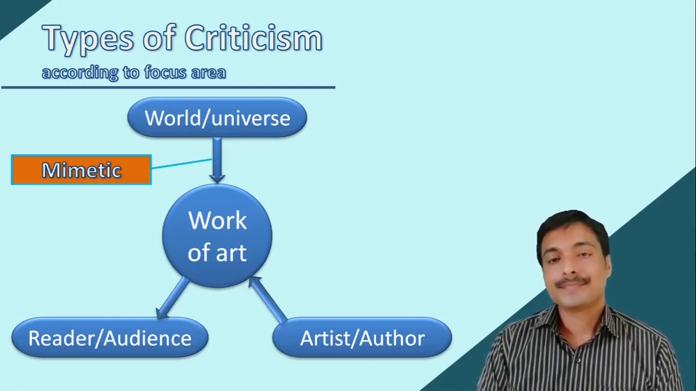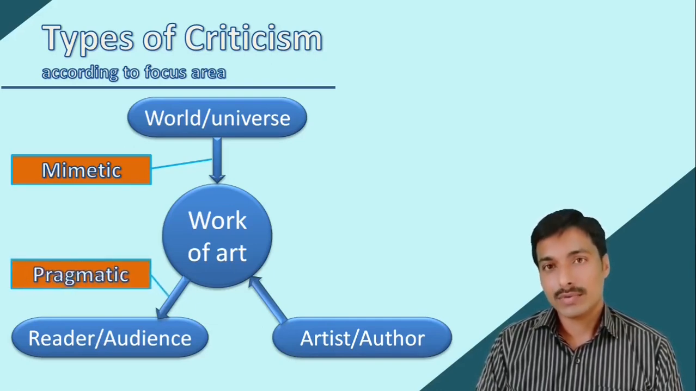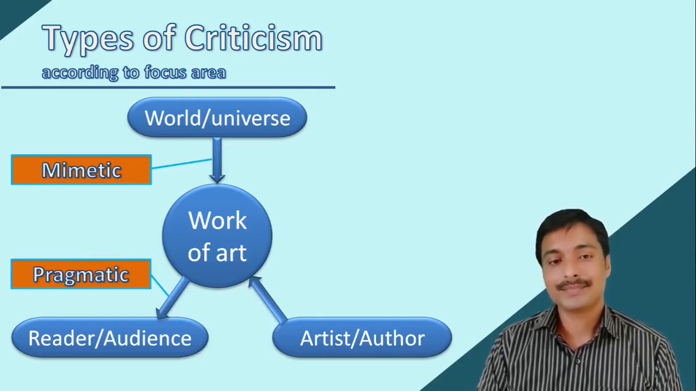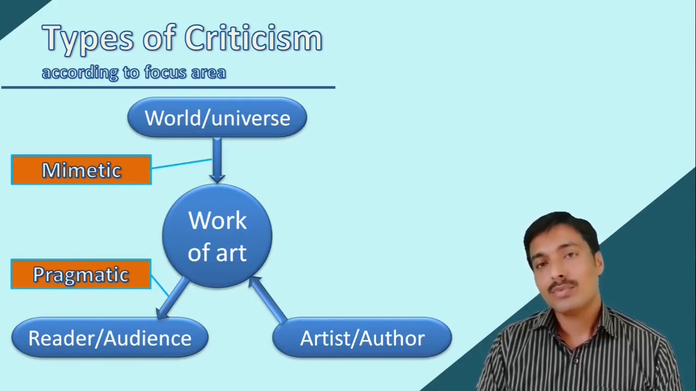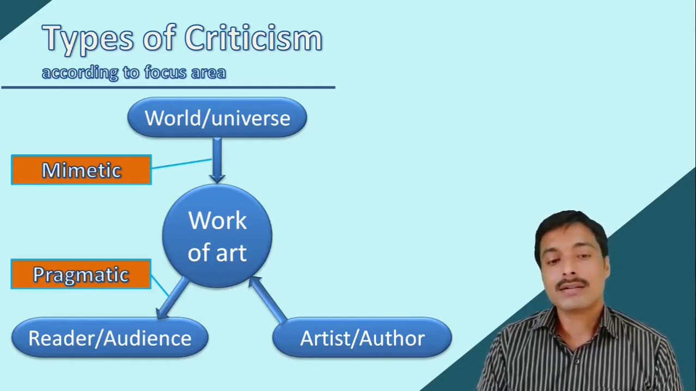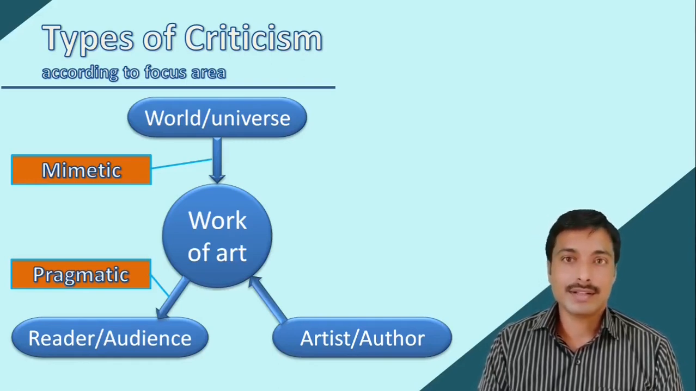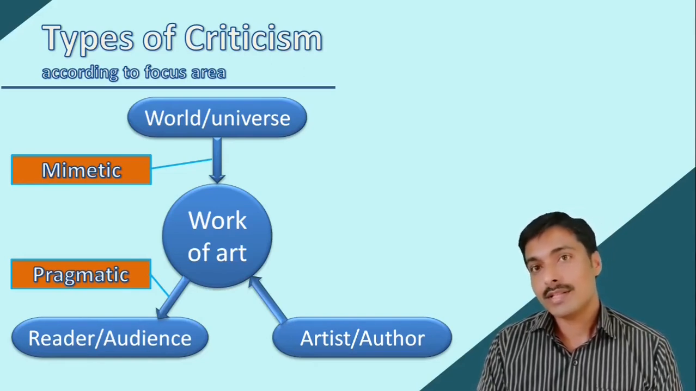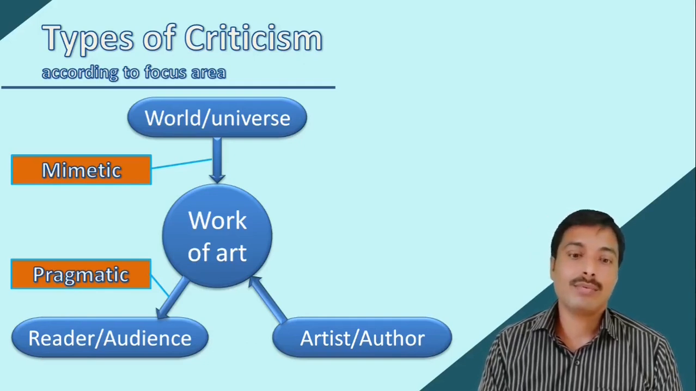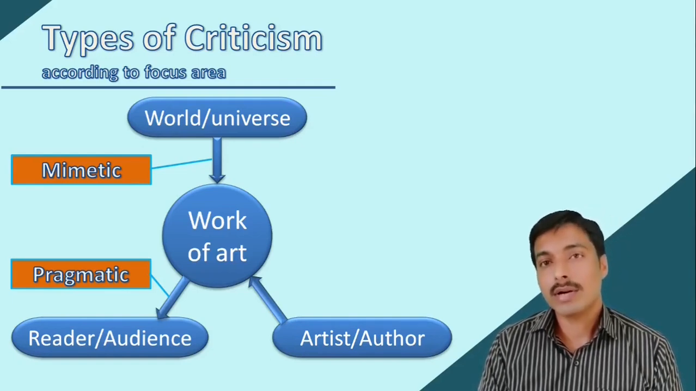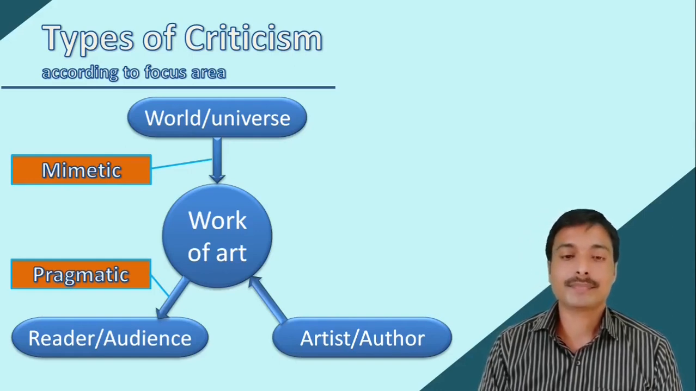Till 18th century, when Wordsworth, at the end of 18th century in the year 1800, published his Preface to Lyrical Ballads, till that time, mimesis was a prominent mode. The next important point is the reader or audience and work of art connection. The area is known as pragmatic criticism. So what is the use or what is the impact of work of art on the reader or the audience, and how a reader or audience responds to the work of art.